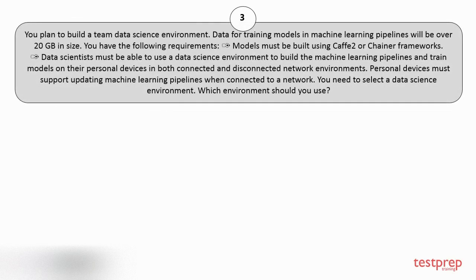Question number 3. You plan to build a team data science environment. Data for training models in machine learning pipelines will be over 20 gigabytes in size. You have the following requirements. 1. Models must be built using Caffe2 or Chainer frameworks. 2. Data scientists must be able to use a data science environment to build the machine learning pipelines and train models on their personal devices in both connected and disconnected network environments. Personal devices must support updating machine learning pipelines when connected to a network.